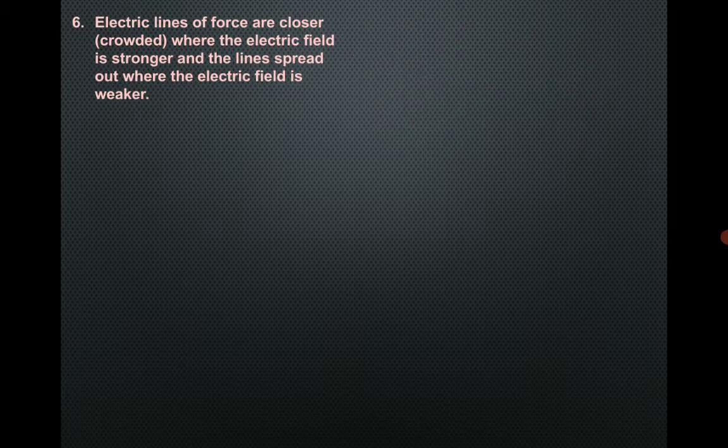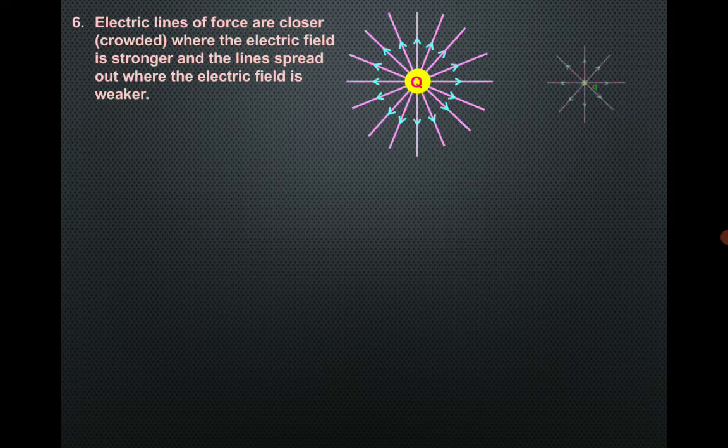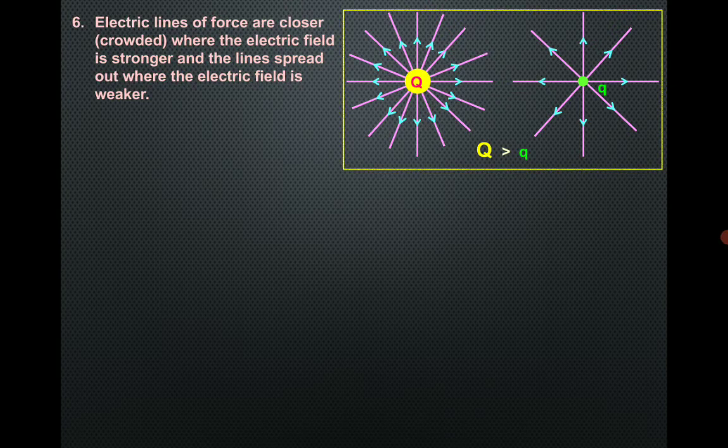You can see over here in this figure, if closer, strong electric field, and if they are spread out, weak electric field. And you can see here closer electric field lines, it means this charge is having high magnitude because of strong electric field, and Q is having low magnitude because of weak electric field.